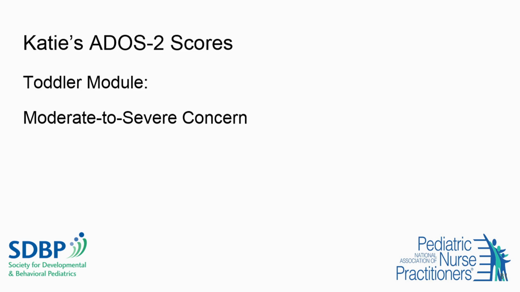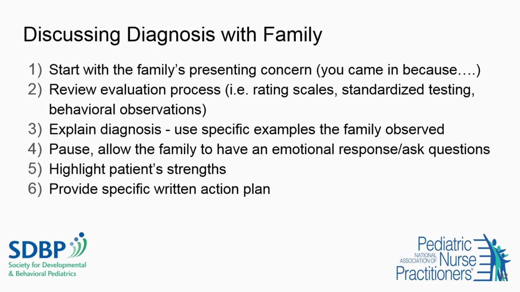We've now done our comprehensive diagnostic evaluation. We've interviewed the caregiver and gotten a detailed history. We've collected behavior rating forms. We've done a developmental evaluation, the Bayley. We've done a physical exam. We've done our ADOS. So now we have come to the conclusion that Katie does meet criteria as a child with autism spectrum disorder. So how are we going to discuss this diagnosis with the family?